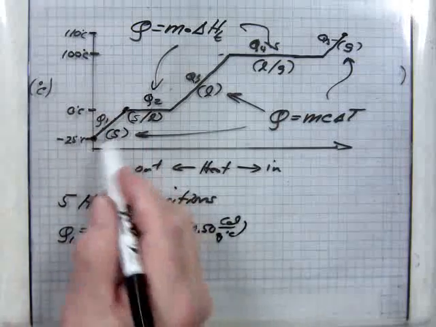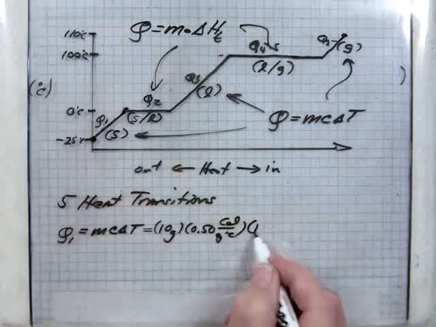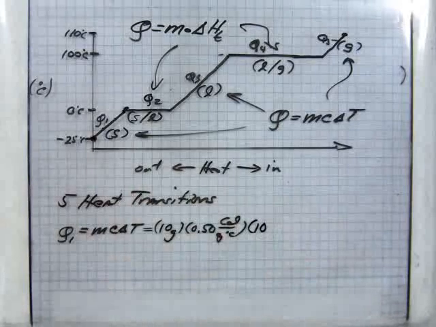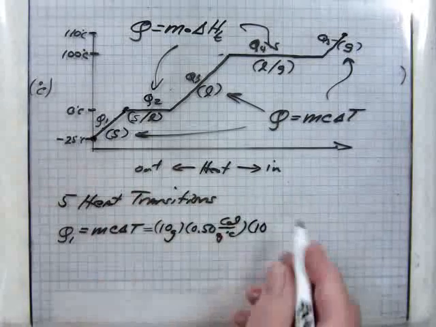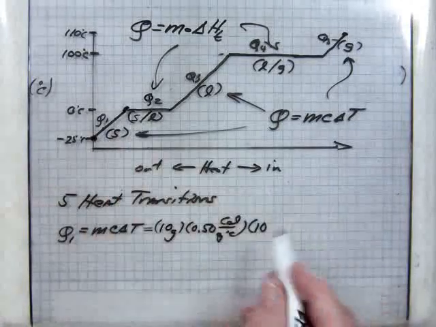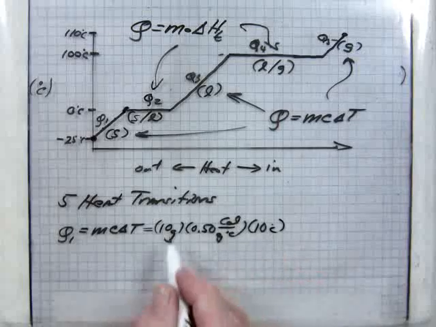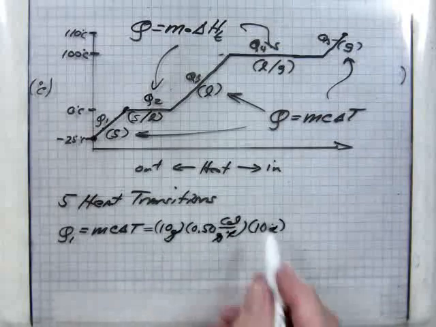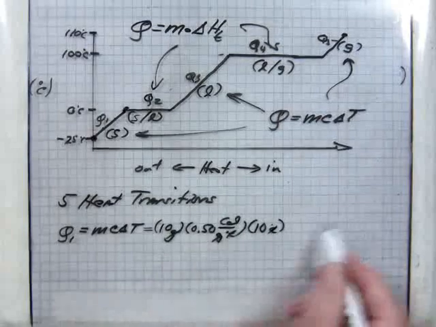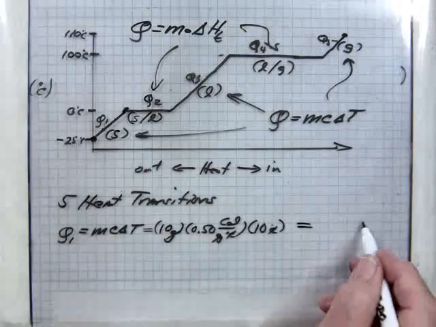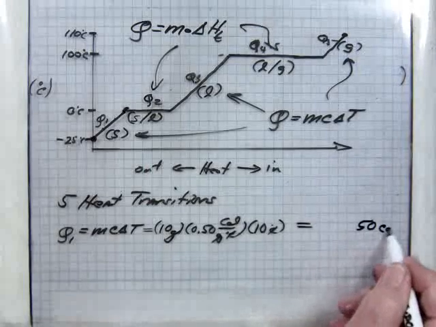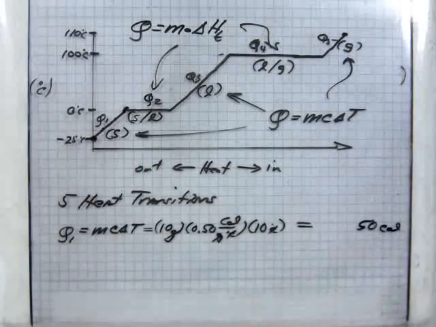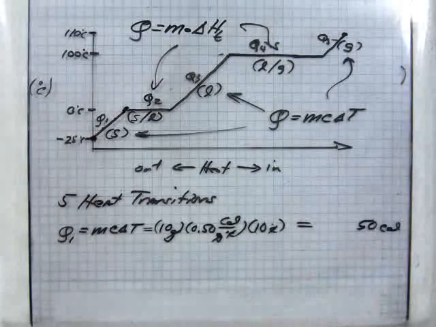And then the transition is 10 degrees. It's not plus or minus, it's just 10 degrees. You went up 10 degrees, that's it. And if you look, grams drop out, Celsius drops out, and you're only left in calories. And so that's 50 calories. That's what it takes to warm the 10 grams from minus 25 to 0.